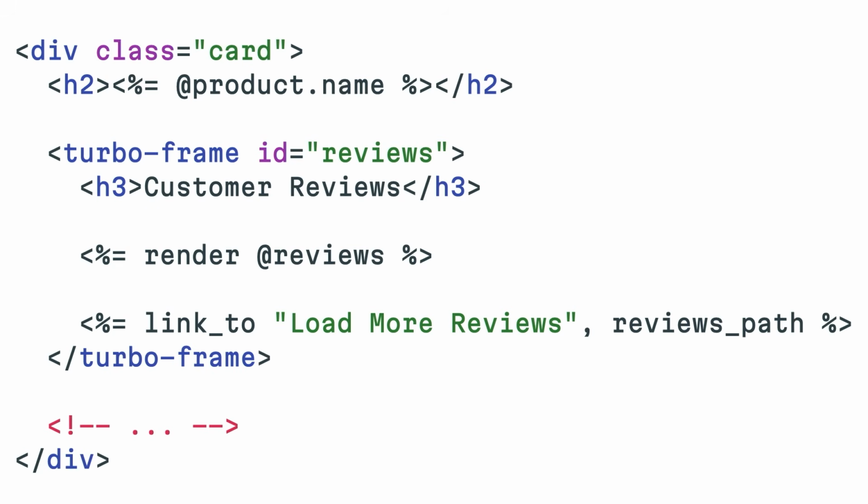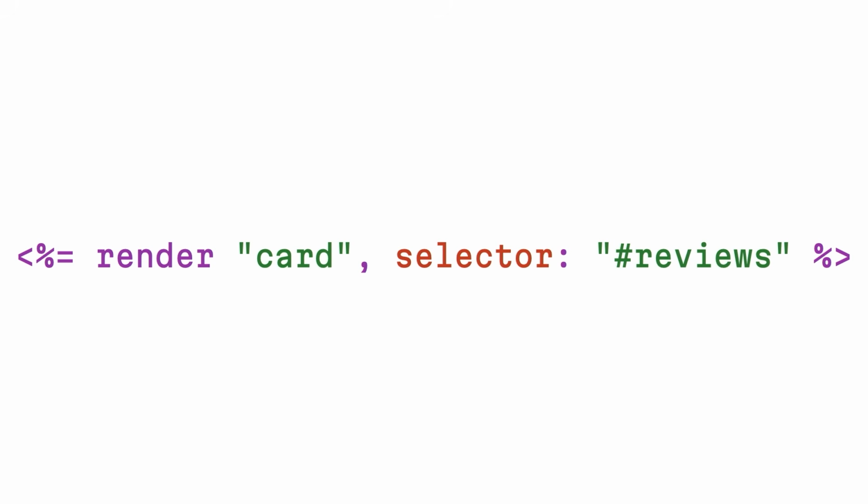We could also do selective rendering. This might be super useful for turbo frames. You say if you have a full view and you only say I want to render this ID reviews piece of that view, that you don't have to render everything around it because you can select specifically that element.